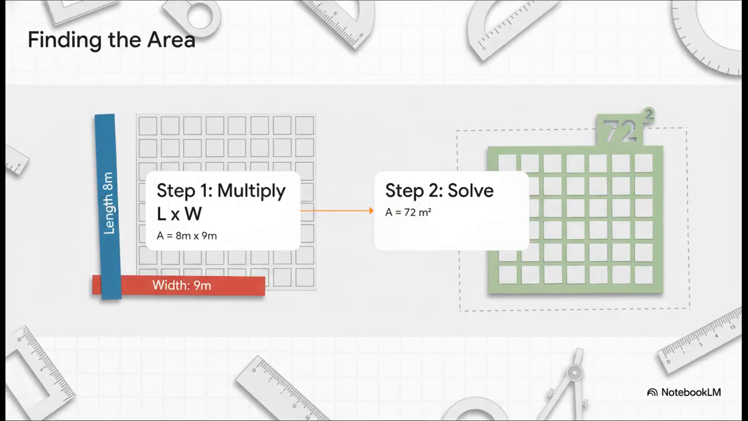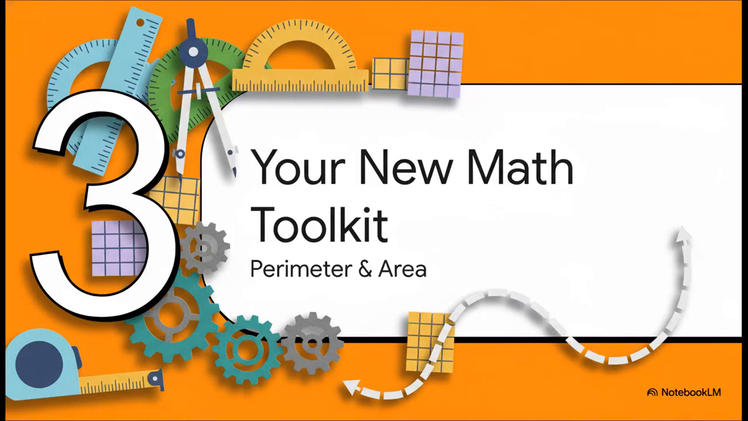All right, let's solve it. We take our length, 8 meters, and we multiply it by our width, 9 meters. So what is 8 times 9? It's 72. But hold on, look really close at the answer. It's not just 72 meters. It's 72 meters with a tiny little 2 floating at the top. That little 2 means squared. It's our special clue that we're talking about area, because we're counting how many little squares could fit inside the shape. You guys have done some fantastic work.